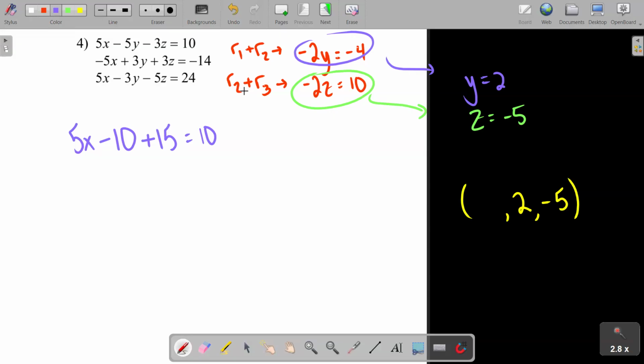Got it? So that one just dissolved into dust. We're left with 5x plus 5 equals 10. 5x equals 10 minus 5. X equals 1. Problem over. Shortest problem in the history of 3x3s.